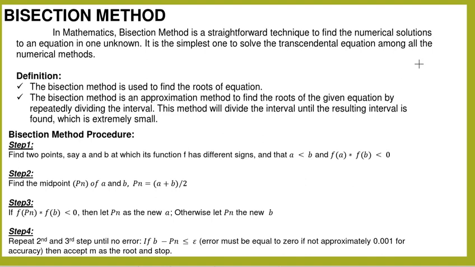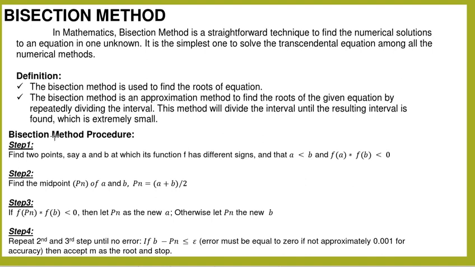The bisection method is an approximation method to find the roots of a given equation by repeatedly dividing the interval. This method will divide the interval until the resulting interval is found, which is extremely small. Okay? So we have here the methods or the procedure of bisection method.